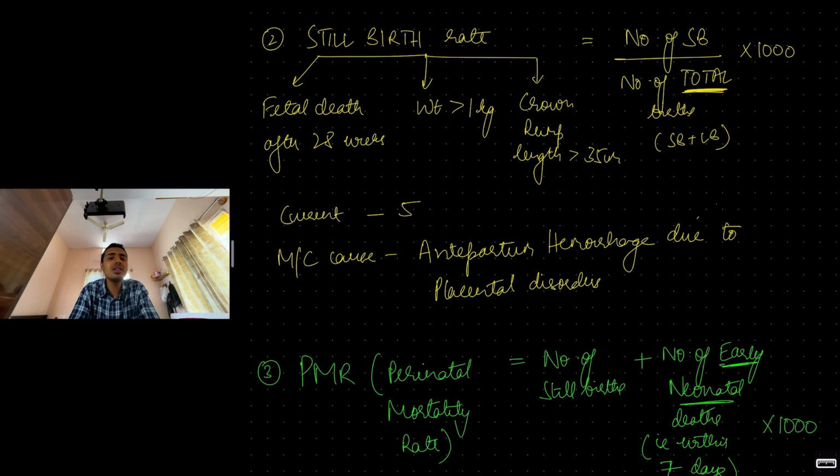So stillbirth rate is the number of stillbirths divided by number of total births into 1000. Why total births? See, it is a rate. If I take number of stillbirths divided by number of live births only, then stillbirths are not a part of live births. And in rate, the numerator has to be a part of the denominator. So number of stillbirths divided by number of stillbirths plus live births, that is the number of total births, into 1000.